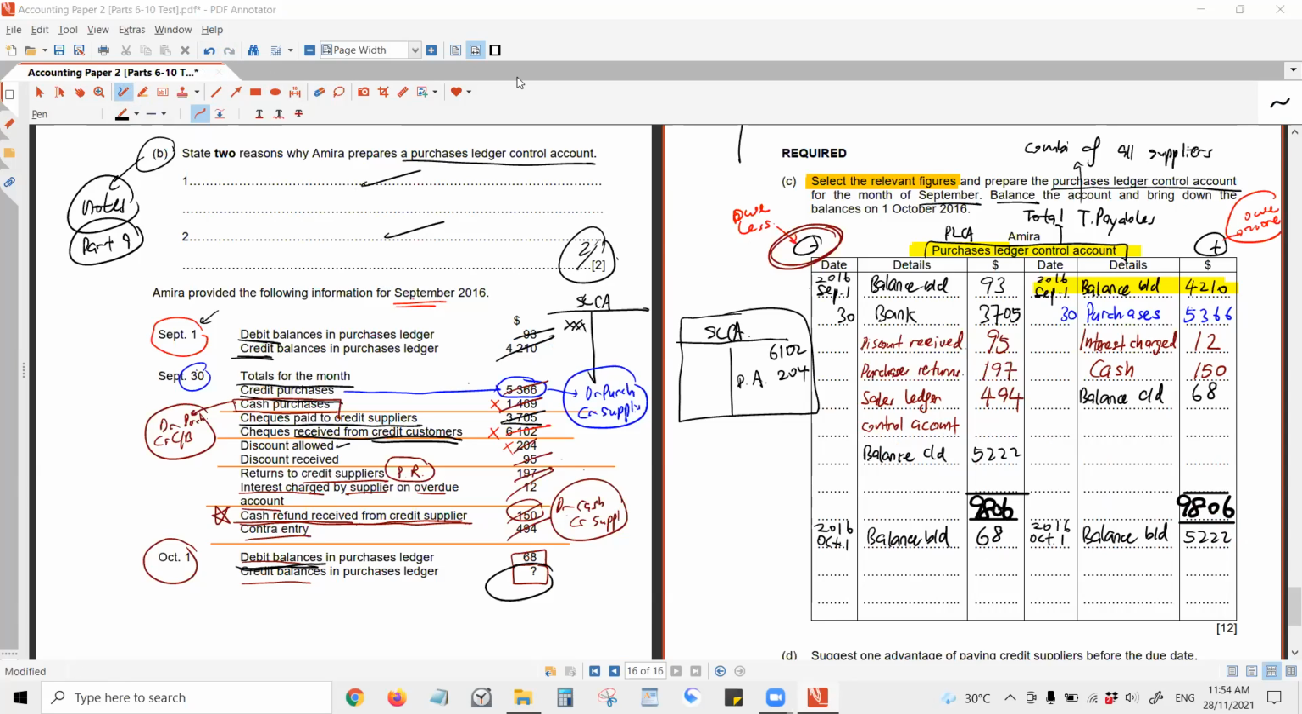Mm, 68. Why? Why 68? Yes, I have summed this up. I have taken the 68 into account, right? 4210 plus 5366 plus 12 plus 150 plus 68. What about 68? I don't understand the question. Okay, just now I sum up this number, then I minus these numbers on the debit side because the missing figure I'm trying to find is here. Okay, when you have found this figure, then you know here is 5222.